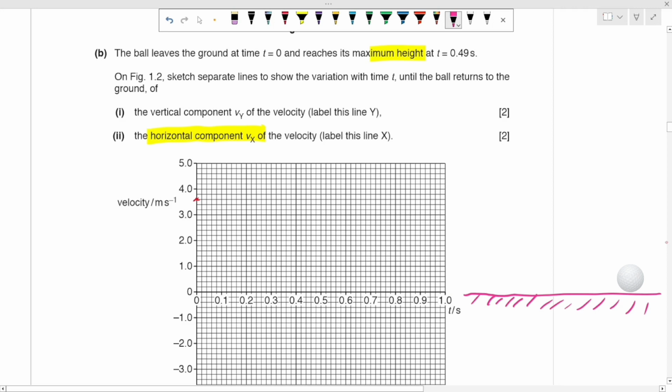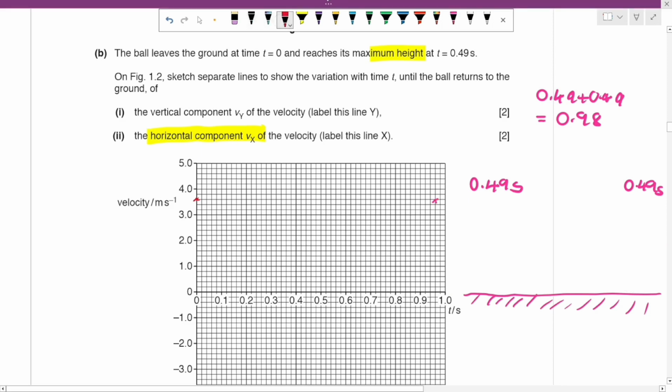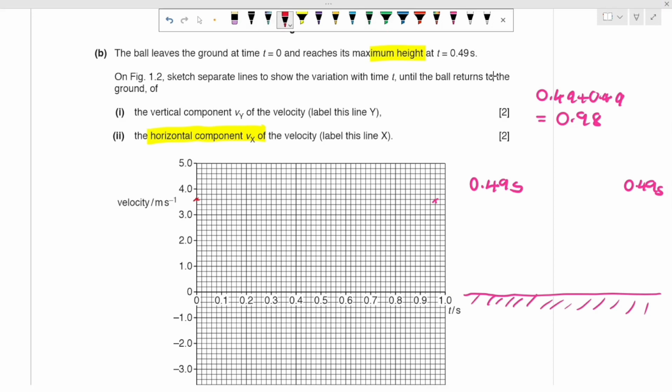Because if it's going to take 0.49 seconds for this part, it's going to take 0.49 seconds for the other part. And if you say 0.49 plus 0.49, that's going to give you 0.98. So essentially, it's just going to be a straight line that reaches 0.98, which is somewhere here, right? So we just need a straight line that's going to reach this specific point, okay? So we're starting here, then we reach here, okay? So from here to here, that's basically it.